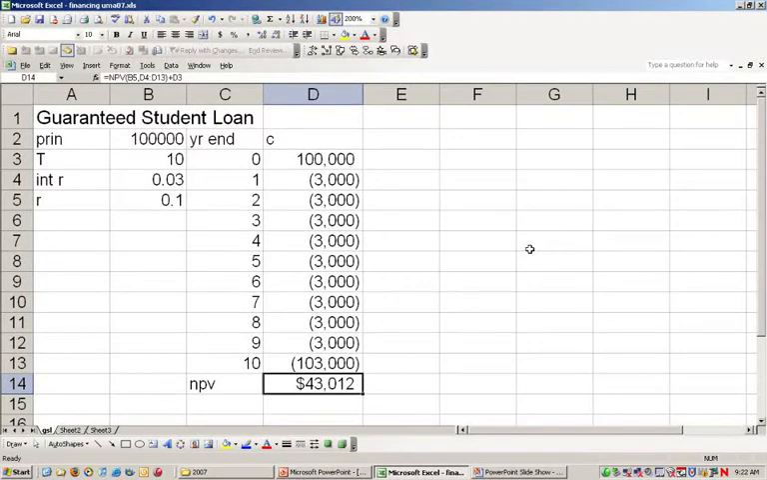The reason the loan program increases the student's wealth is because the loan program makes a 3% interest rate available to the student to finance his or her education, instead of a 10% interest rate that the student would have to pay in the regular financial markets.